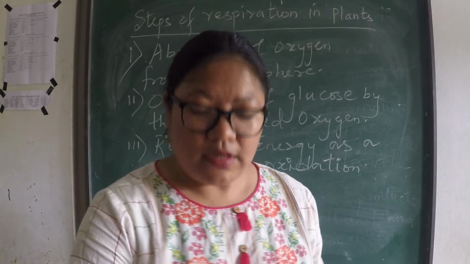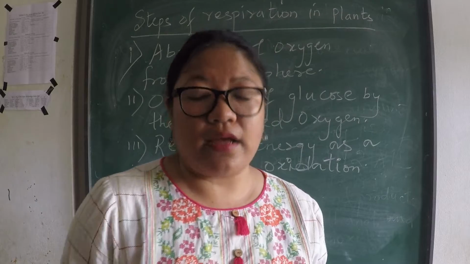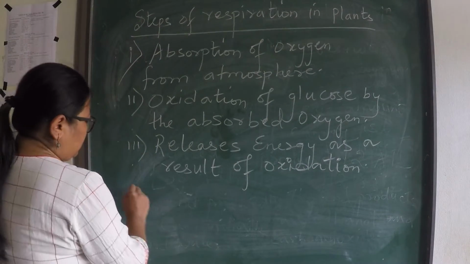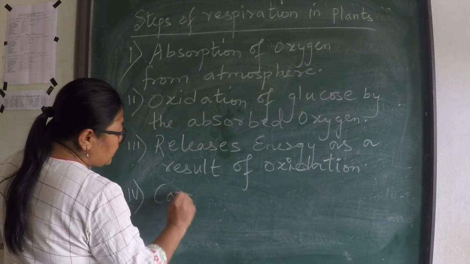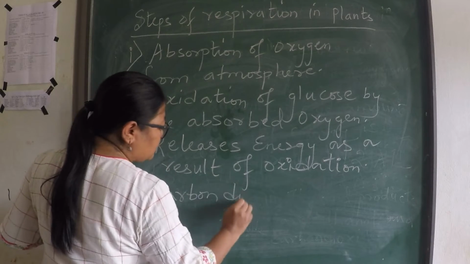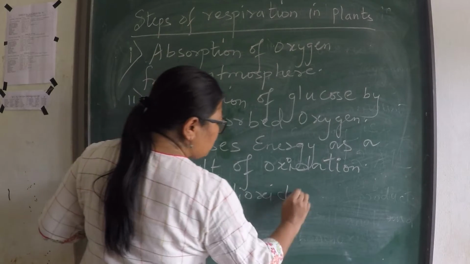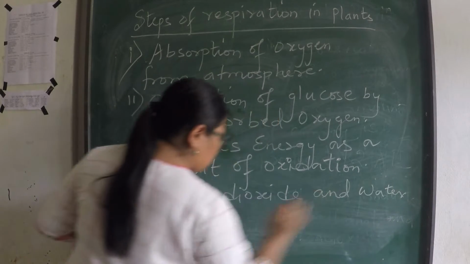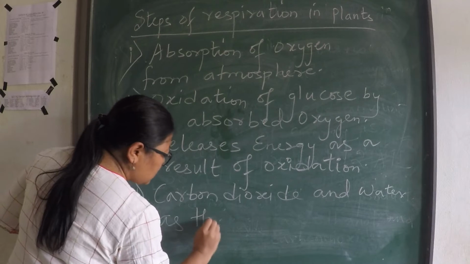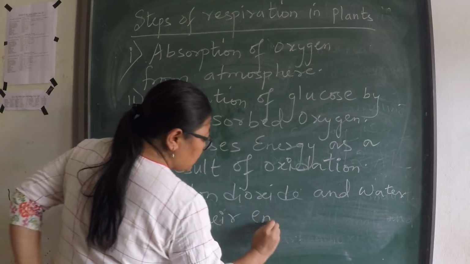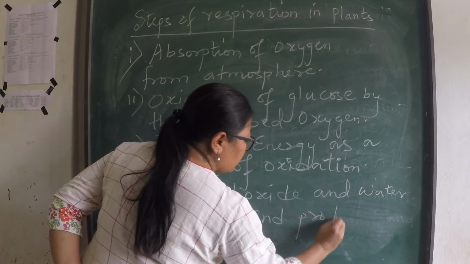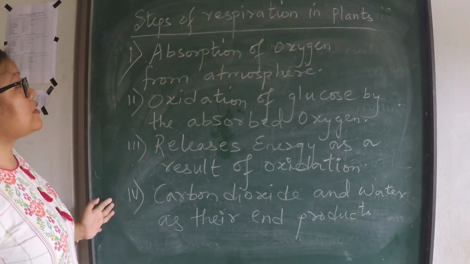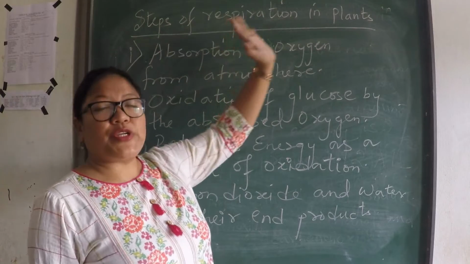And after that, what is left after we get energy? What else do we get? We get carbon dioxide and water as their end products. So these are the 4 steps that are required in respiration in plants.